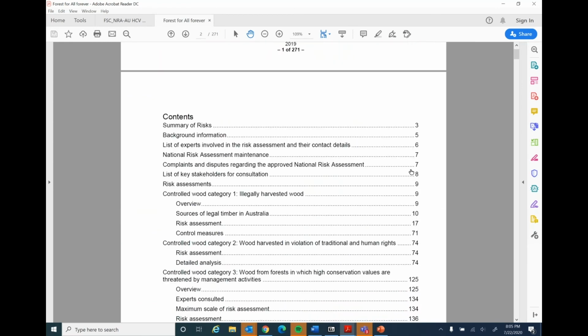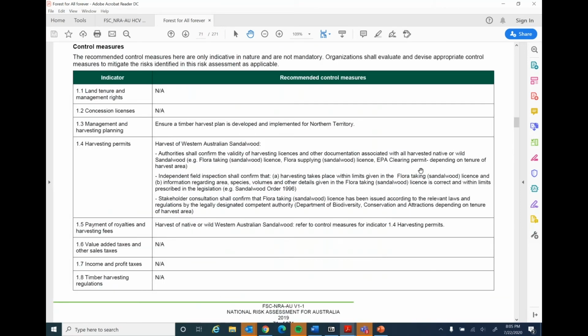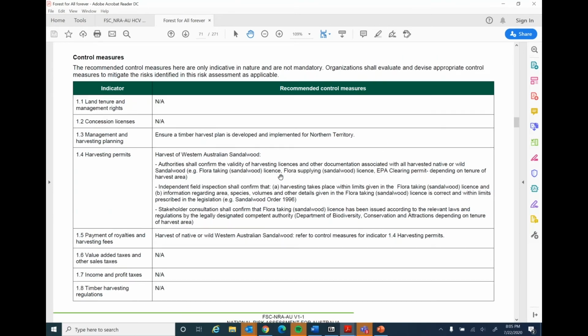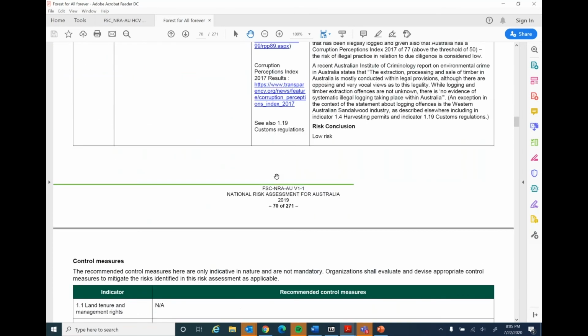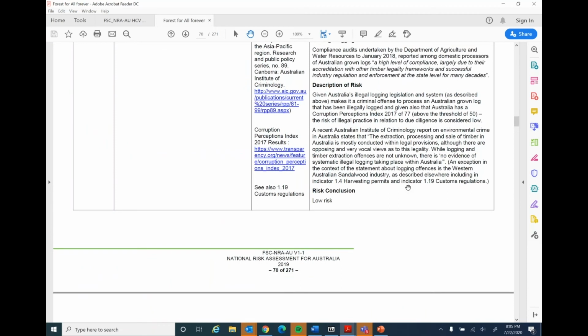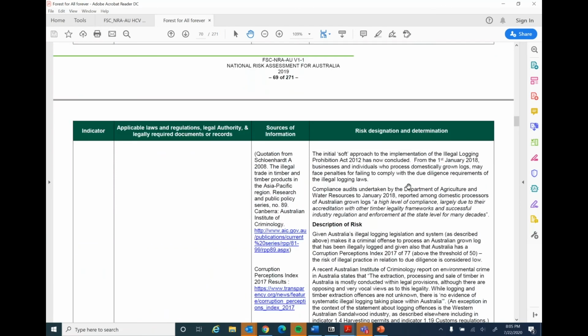And then just finally, I'll show you up here what the mandatory control measures look like. Sorry about that. So you can click here, page 1. So here are the mandatory control measures. They're at the very end of each controlled wood category for you to read. Yeah, and that's pretty much it for the document. So you don't have to read it from page 1 to page 271 and understand every word of it. You can kind of use it as you need to mitigate risk.